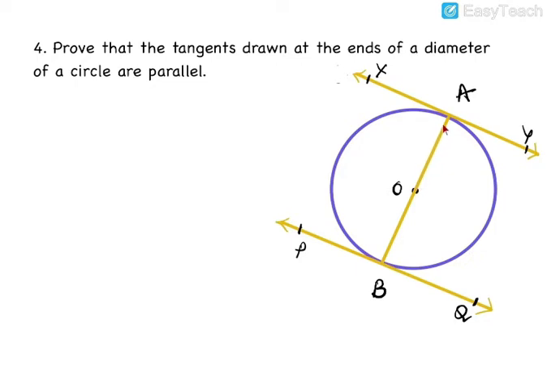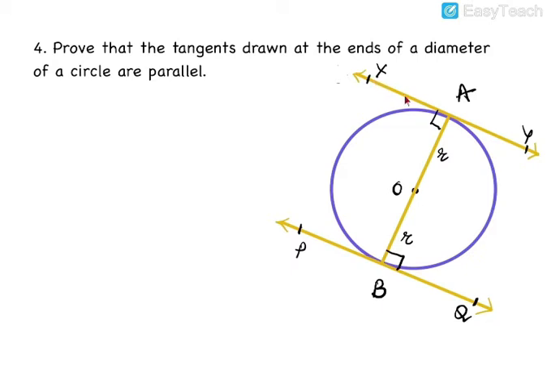Now OA is a line that joins the center to a point on the circle, so OA will be the radius. Similarly, OB will also be the radius, and we know that the diameter is 2 times the radius. So this implies that XY is perpendicular to the radius OA by applying the first theorem. Similarly, we can say that OB is perpendicular to PQ using the first theorem.